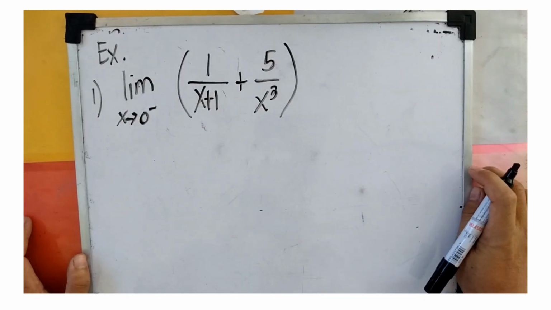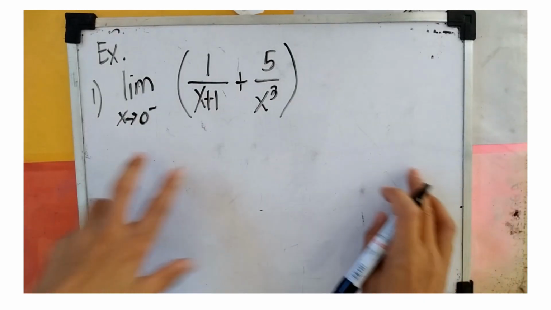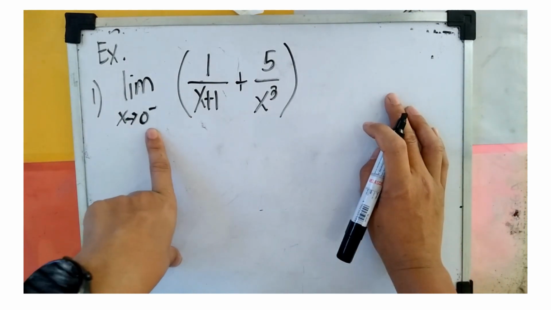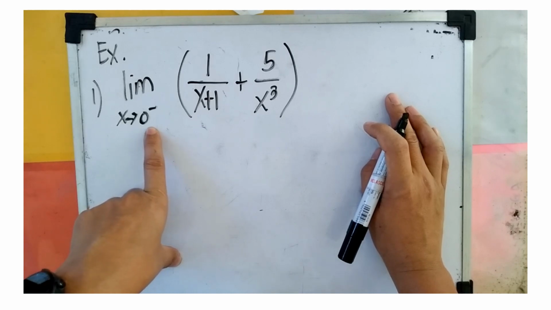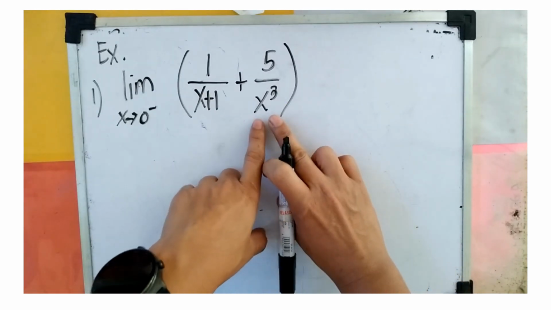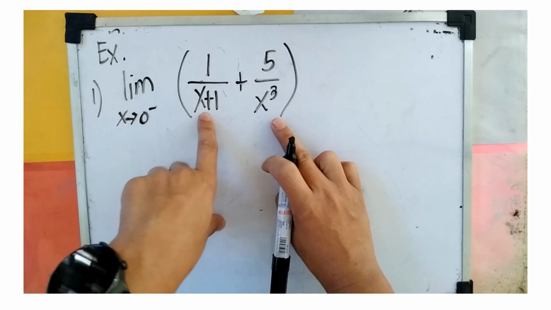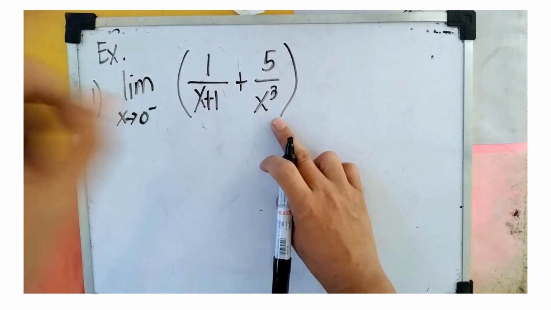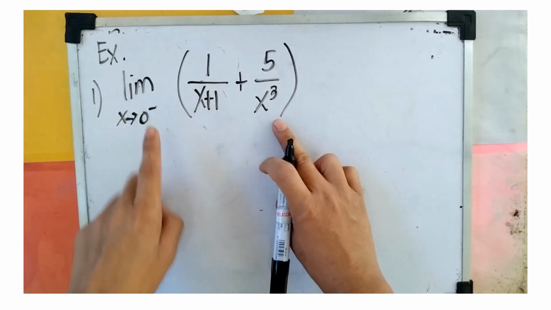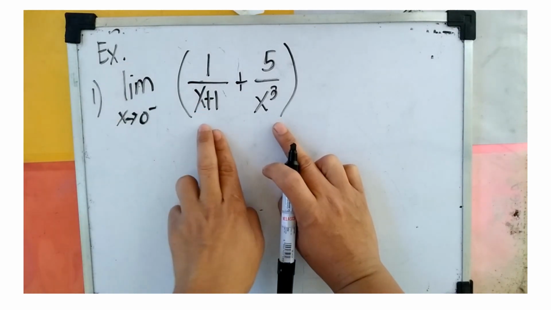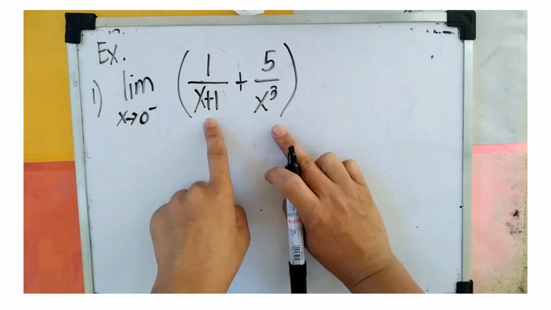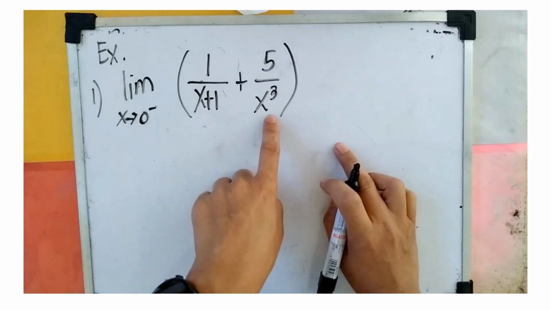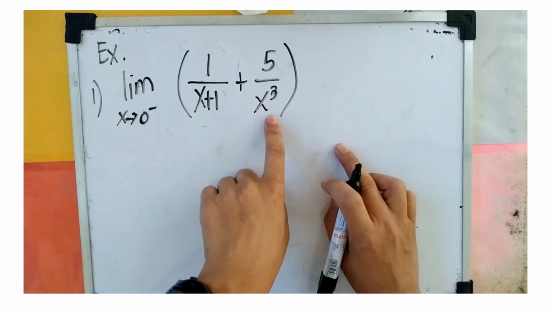Okay. Example number 2. To solve this, class, the theorem can only be applied for 0 from the right and 0 from the left if x alone is the denominator. Here, there is an x and also a constant. When there is a constant beside the x, the theorem cannot be applied. So, what we will do is substitute 0. But we still follow 0 from the right and 0 from the left.